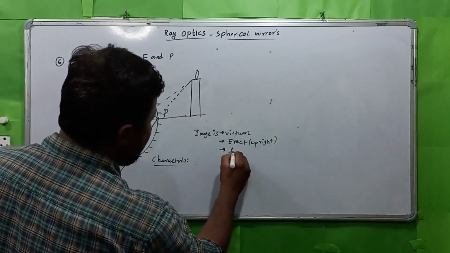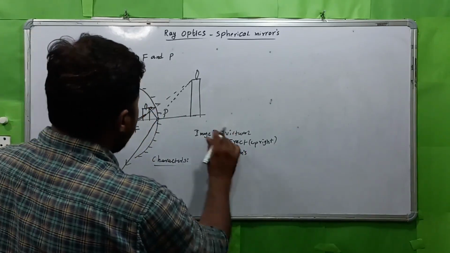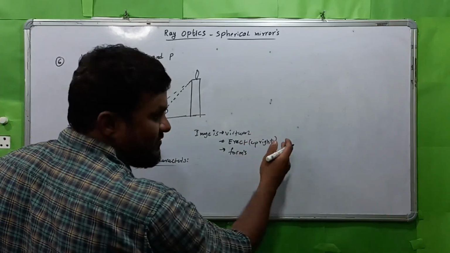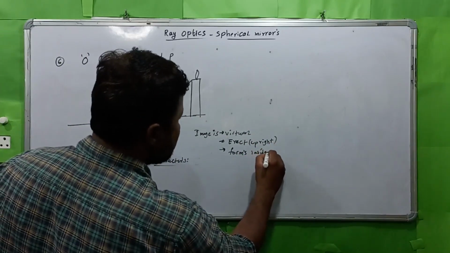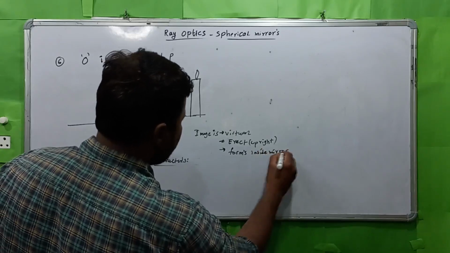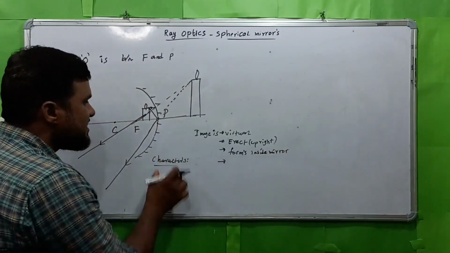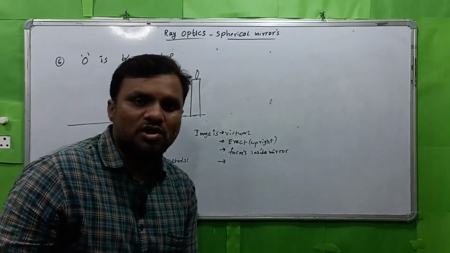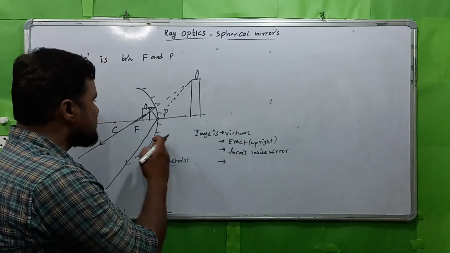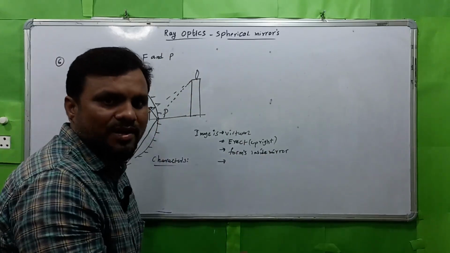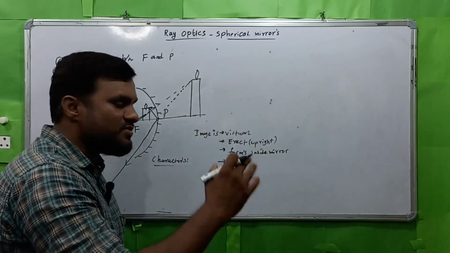And it forms inside the mirror, far away inside the mirror. So here we cannot measure distance. Virtual images we are not able to catch on the screen. So the distance and velocity of the image and object I cannot compare here. Why? Because virtual images cannot be caught on the screen.